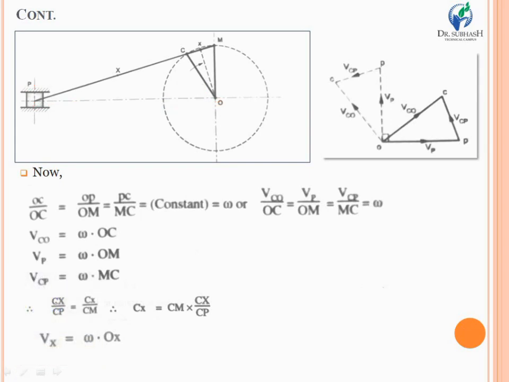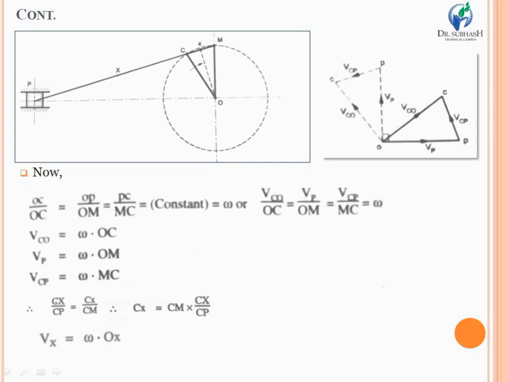Now the crank rotates with uniform angular velocity ω radian per second in the clockwise direction, and its angular acceleration α will be equal to 0, because the crank is rotating with constant angular velocity. There will be no change of angular velocity with respect to time. So ultimately angular acceleration α will become 0 in this case.